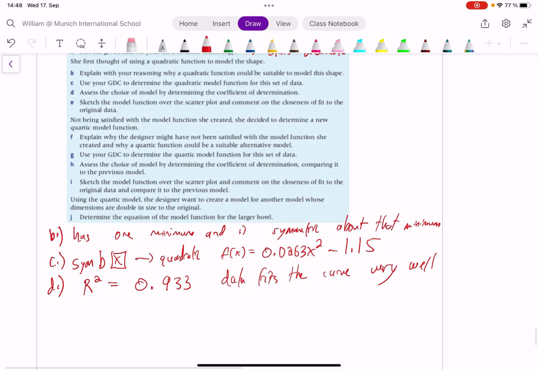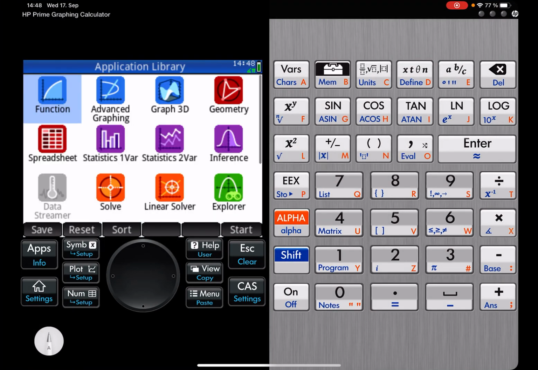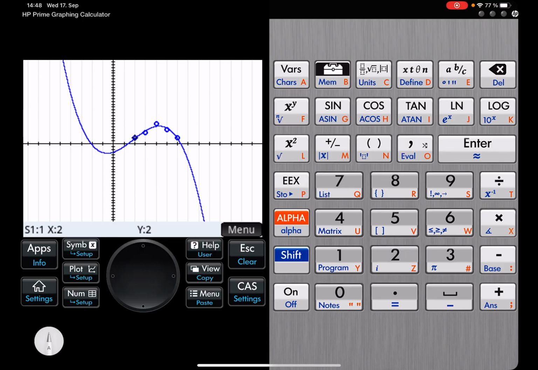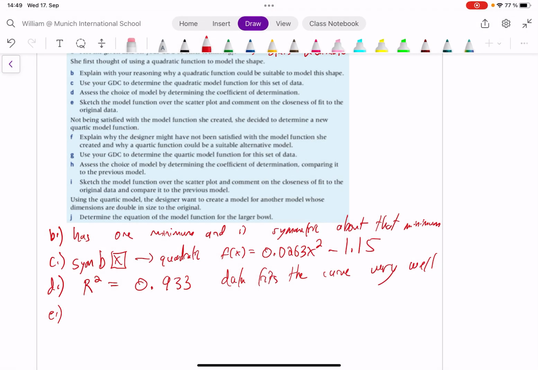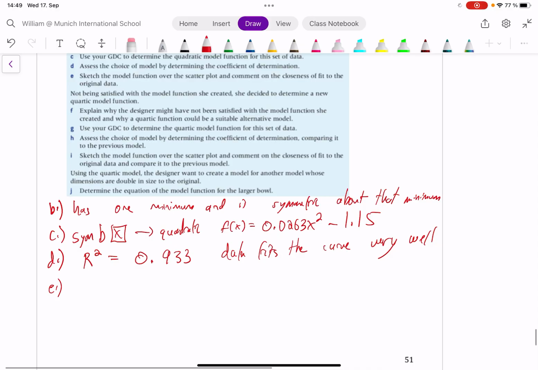So then it says, sketch the model of the function over the scatter plot and comment on the closeness of the fit of the data. So this you can do by hitting fit, right? When you click for part E, you're going to go to the calculator. I don't have the data in there, but if you have data in there, you can look at it, and if you click plot, it will plot the data and you can see it. Then you go menu fit, which turns that fit on and off so you can see how well it fits. This is not the data from the question, but you go to plot and then fit.